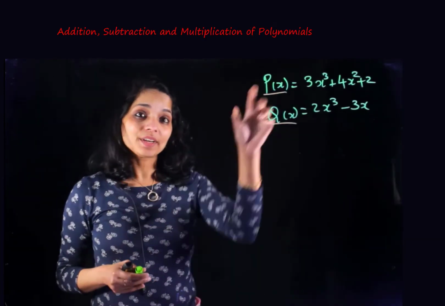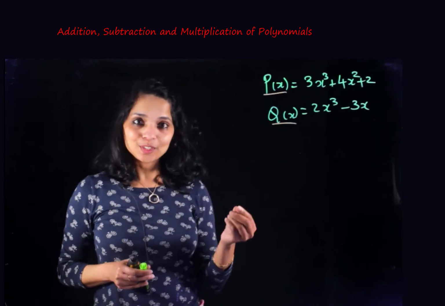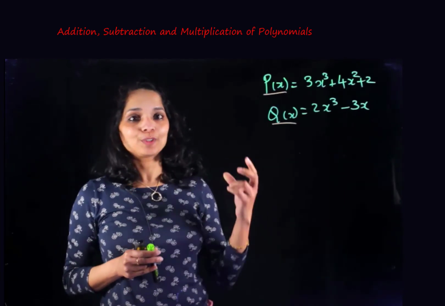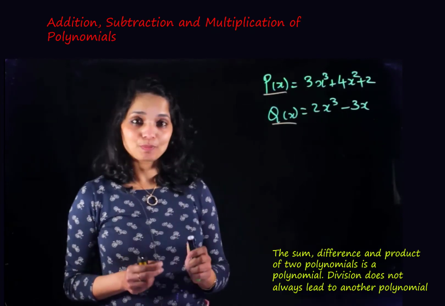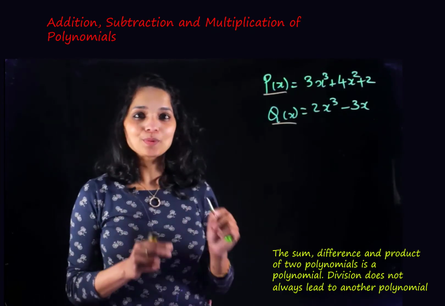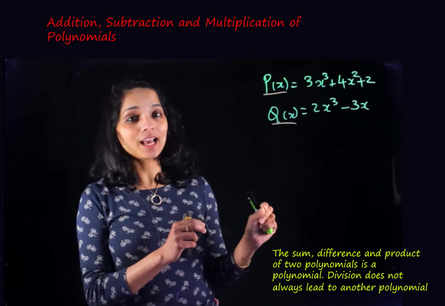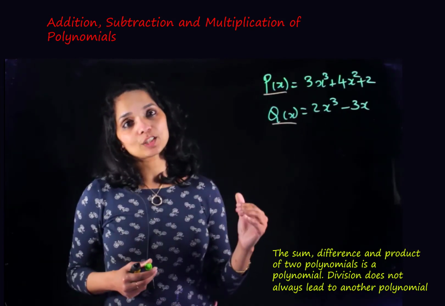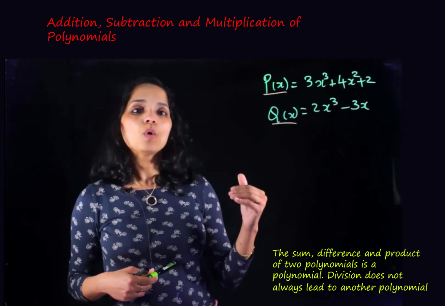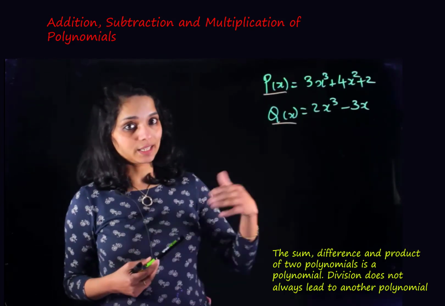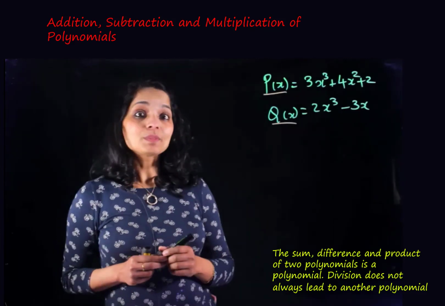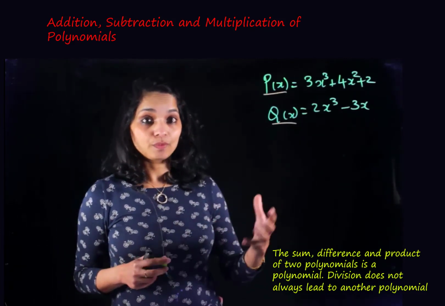So using this specific example, we learned how to add two polynomials, how to subtract two polynomials, and how to multiply two polynomials. When you add, subtract, or multiply any two polynomials, you will get a polynomial as the result. You will never get an index which is negative or a fraction. But if you're dividing two polynomials, which we learn in the next video, sometimes you will end up with a result which is not a polynomial.